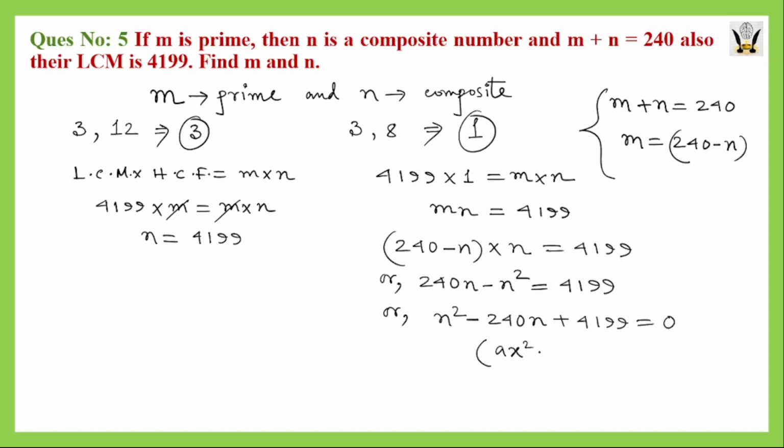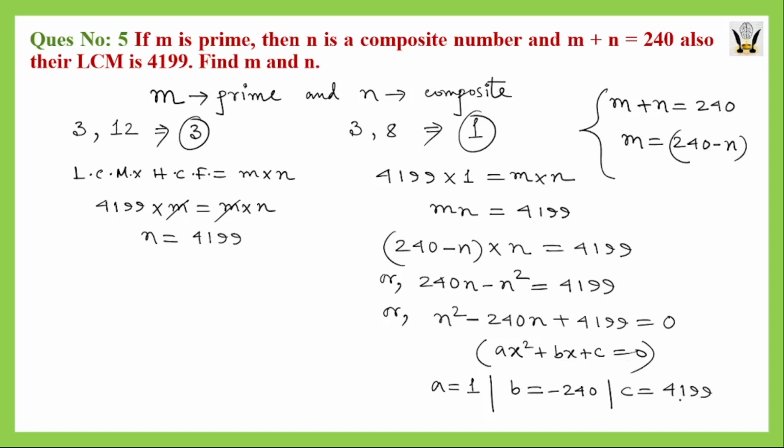The general format of the quadratic equation is ax square plus bx plus c is equal to 0. Here x is the variable, and in our case n is the variable. But the coefficient values: a will be equal to 1, as in our equation it is only n square, so the coefficient is 1. Value of b is minus 240, and value of c is 4199.